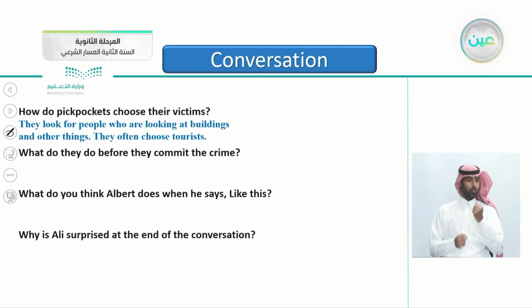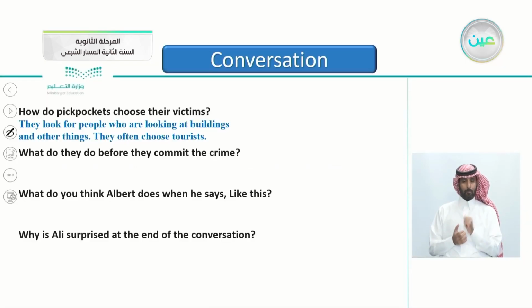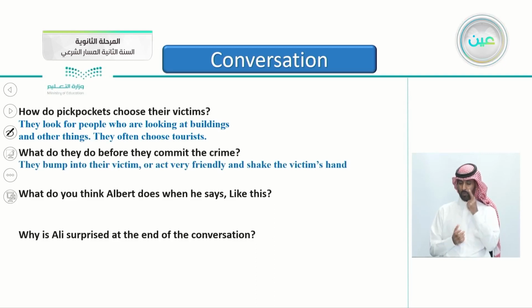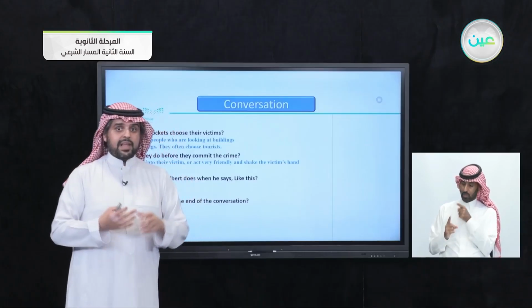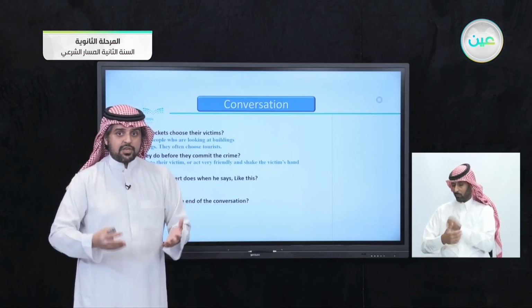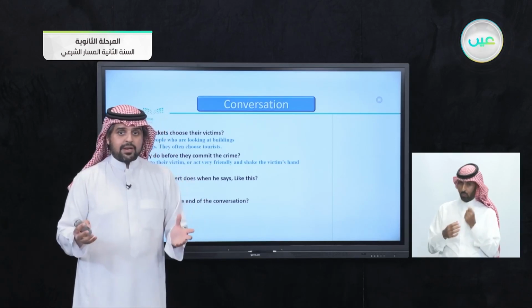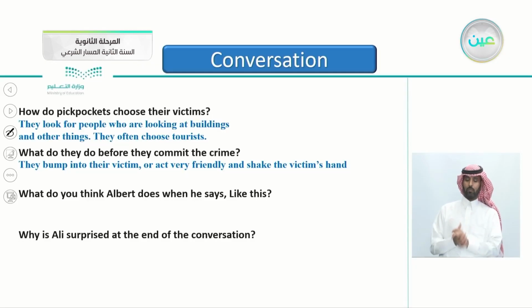What do they do before they commit their crime? Yes, that's correct. They bump into their victim or act very friendly and shake the victim's hand. So maybe they'll bump into you, or maybe they'll act friendly, trying to help you in some sort of way, and even shake your hand, all just because you let your guard down, and then they will steal from you.